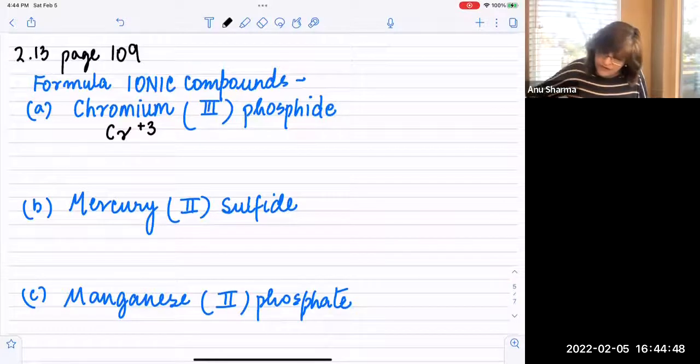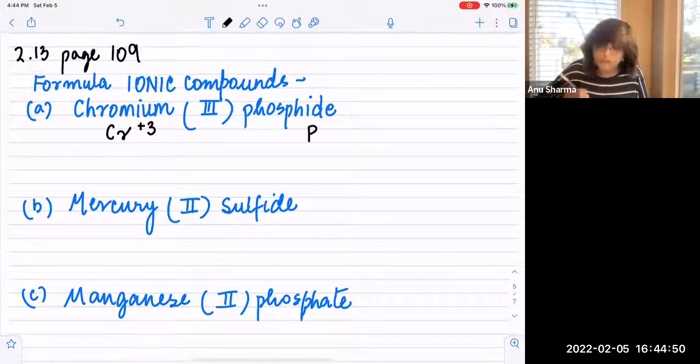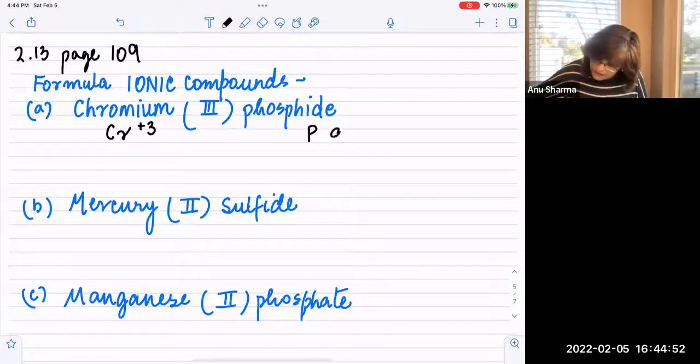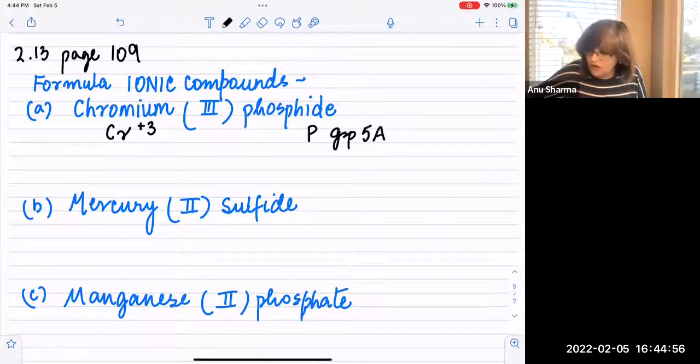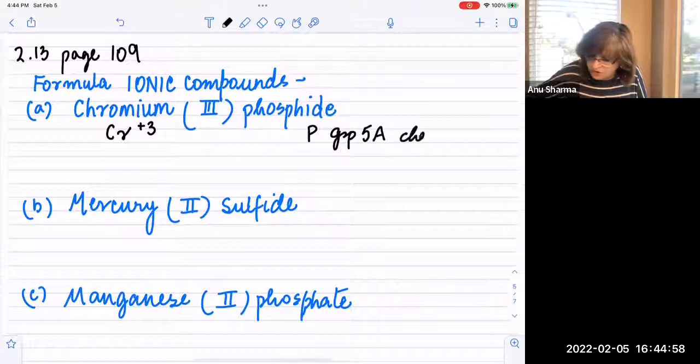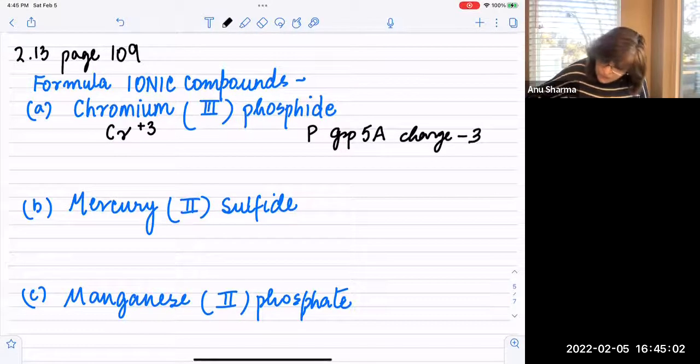Now phosphorus, remember, phosphide, belonging to group 5A, and the charge is -3. So here is your phosphorus bringing -3 charge. Sorry about that.